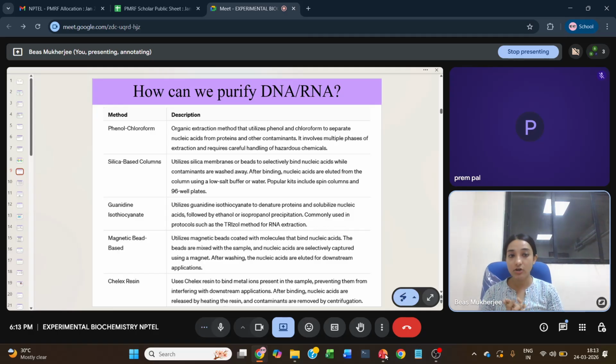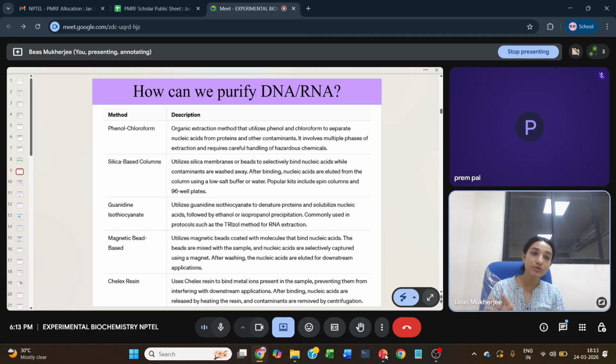Starting with Phenol-Chloroform. This is the most commonly used method and we will talk about this method in detail. It is an organic extraction method that utilizes phenol and chloroform to separate nucleic acids from proteins and other contaminants. It involves multiple phases of extraction and requires careful handling of hazardous chemicals. Then we have silica based columns.